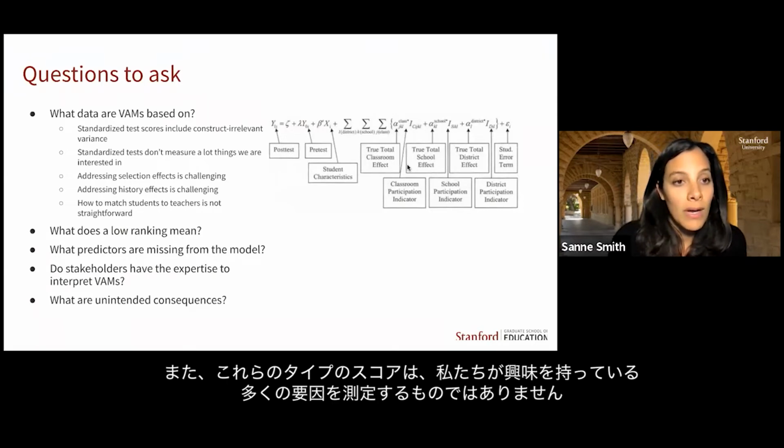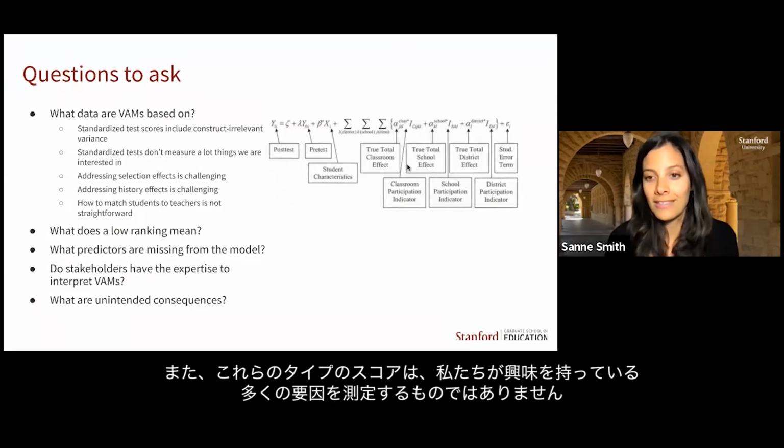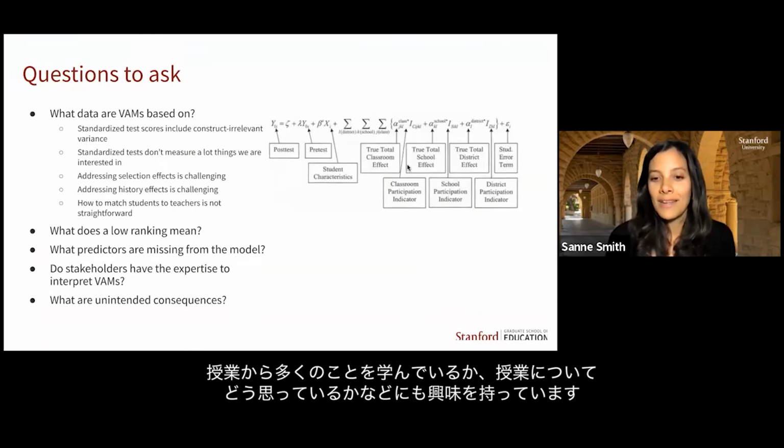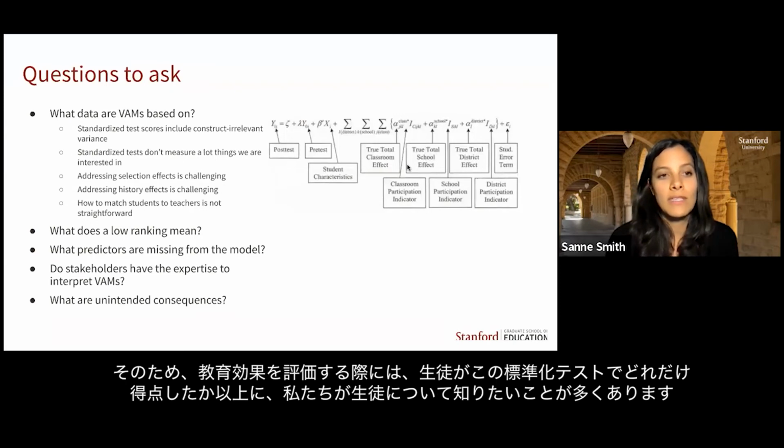They also don't measure a lot of things that we are interested in. A test score is just one thing, but as teachers, we're also interested in how students enjoy a class, for example, or whether a course is challenging for them and they're learning a lot from it, or how they're feeling about it. So there's a lot of other things that we want to know about students when it comes to evaluating teacher effectiveness than just how students score on this standardized test.